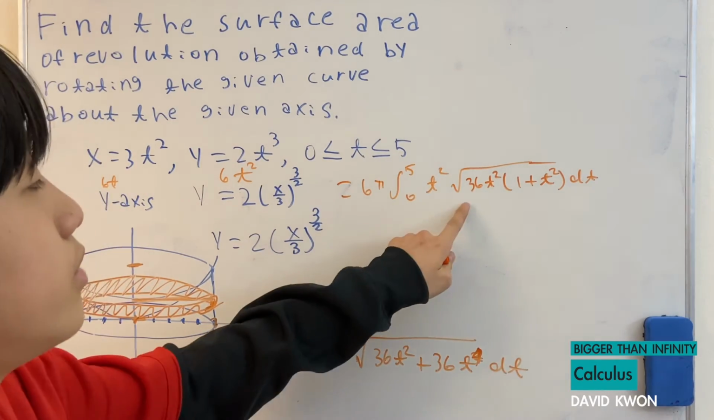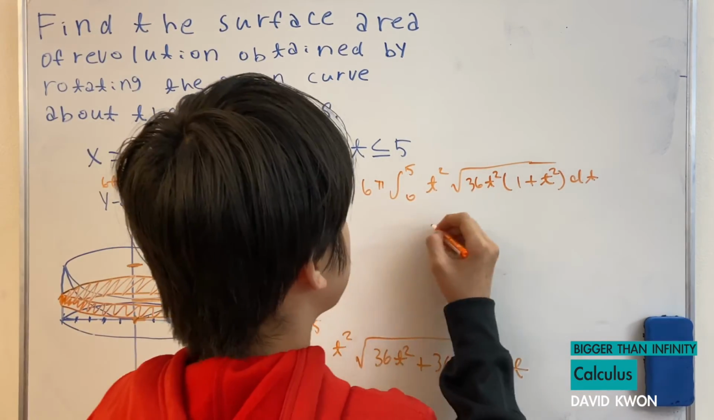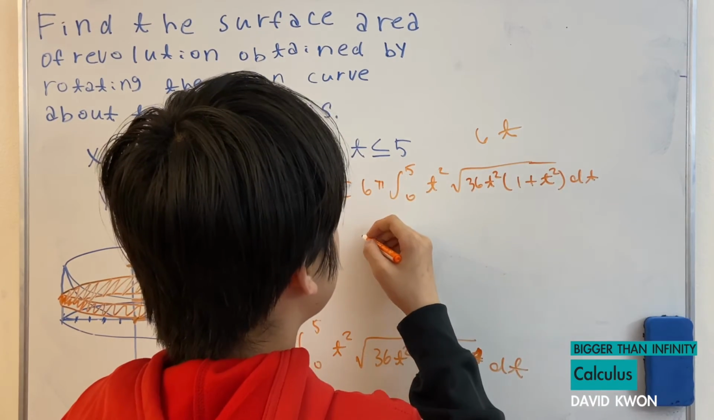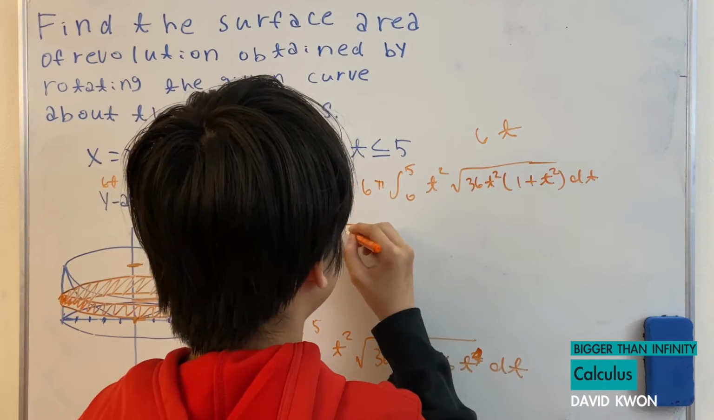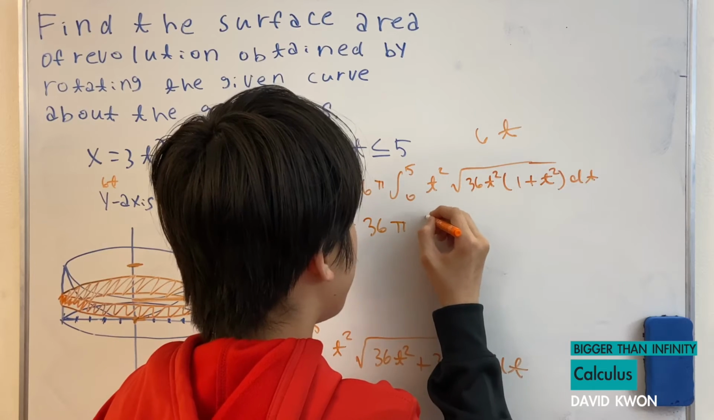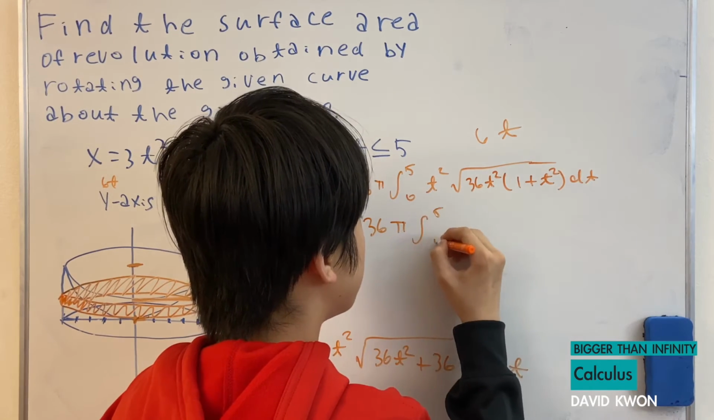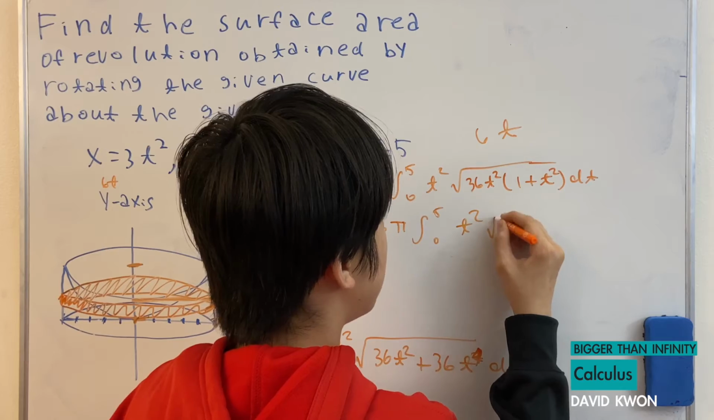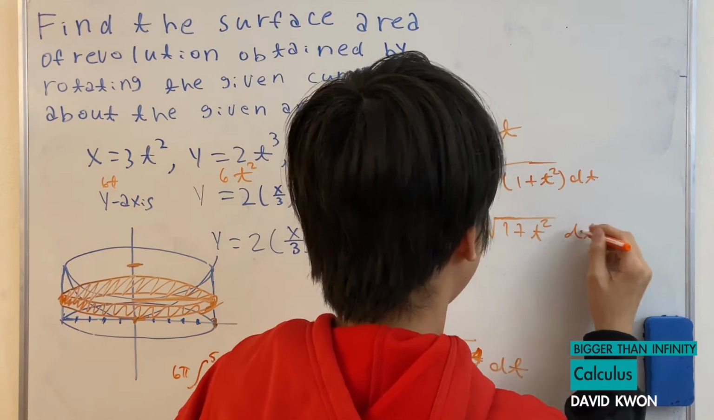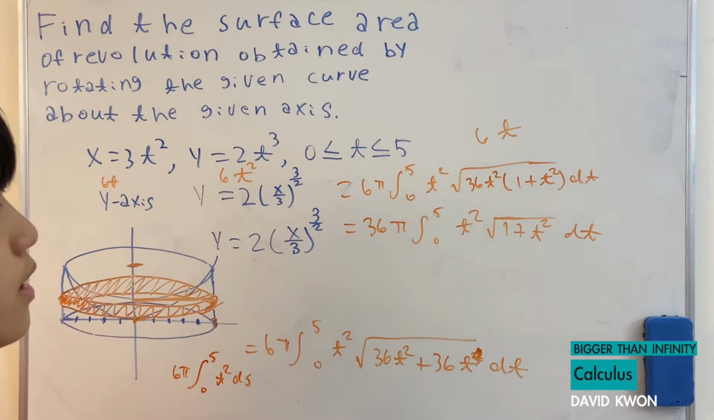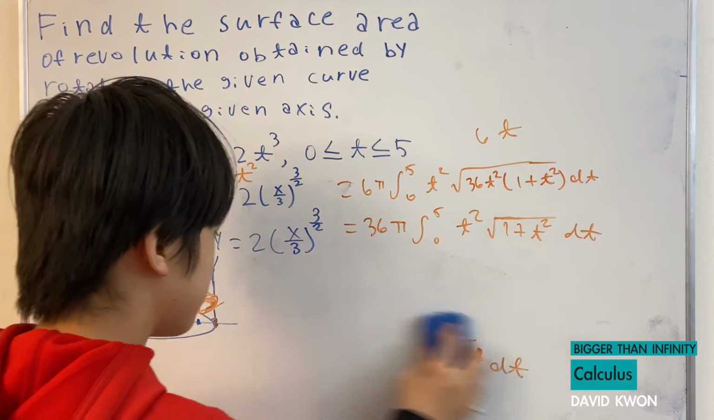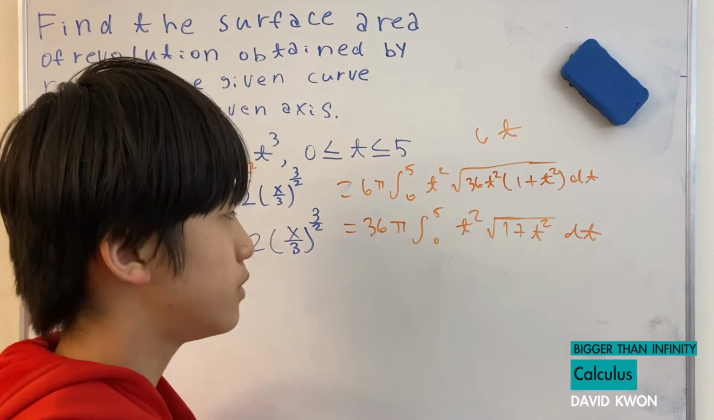So 36t squared is equal to 6t now, because we square root that. And 6 can come in front because that is the coefficient. So that is 36 pi times the integral from 0 to 5, t squared, square root of 1 plus t squared. Nice. Okay, everything looks perfect. From here, I will use the substitution rule.